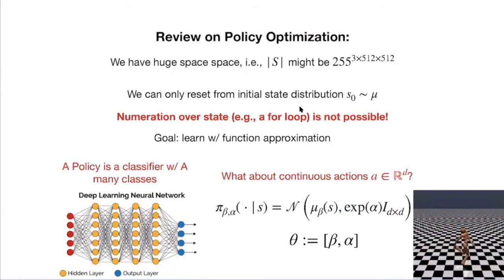So is the point that we're sampling actions from this distribution? Yeah. We know how to sample from a Gaussian distribution, so we can still do A drawn from pi beta alpha given S.